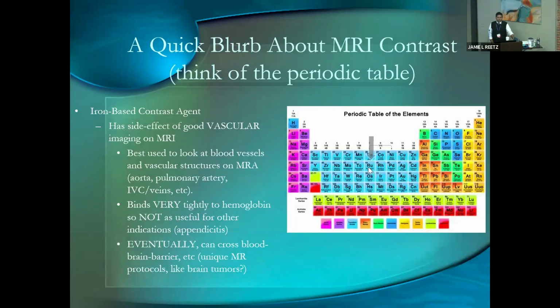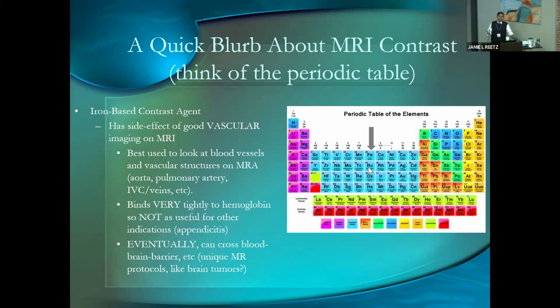And again, just remember, we've just changed elements. We went from iodine for CT to gadolinium for MRI to iron for MRI. And so again, it's a great vascular agent. Really think about it when you're looking for blood vessels. So pulmonary arteries, veins, those kind of things, that's what you're going to use ferumoxytol for. It's not going to really help with a lot of these other structures.